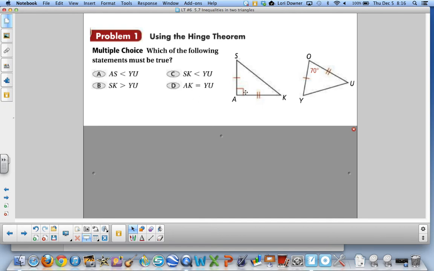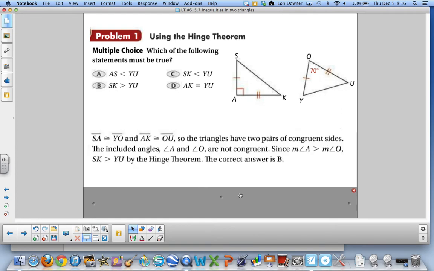Since this 90-degree angle is larger than the 70-degree angle, I know that SK has to be greater than UY. So the correct answer is B, because the longer side is opposite the larger angle. And that's based on the Hinge theorem.